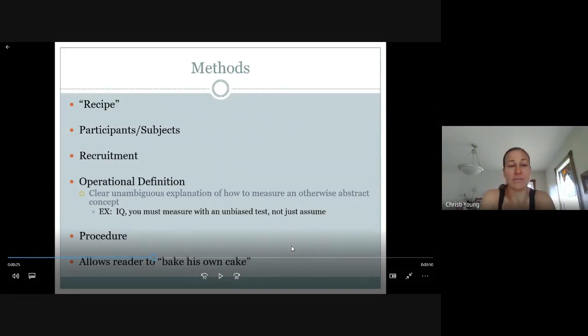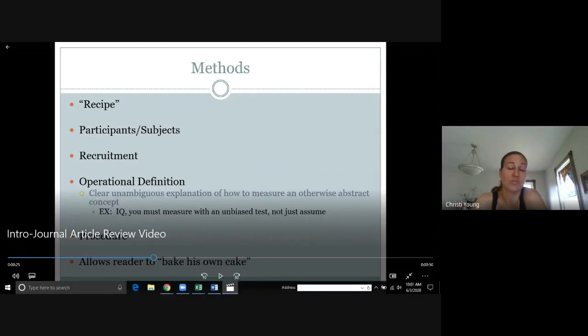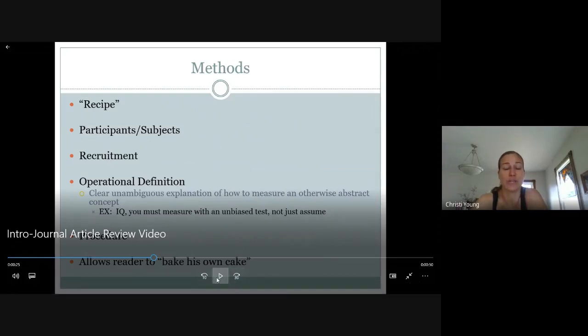In the journal, it's going to talk about who's in the study. It's going to talk about how they were recruited. It's going to talk about an operational definition, which basically means what is it you're measuring? How is it very clearly laid out, very unambiguous? And how do you make something that's abstract sound very clear? And then you also have the procedure, which is basically going to allow you, the student, to either do your own research or bake your own cake.